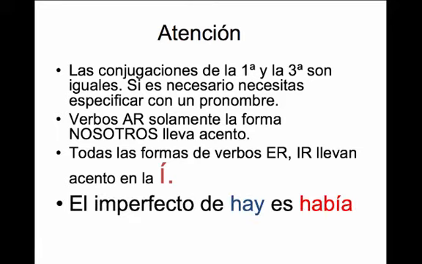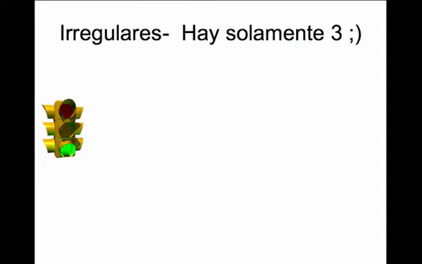Now, one unique case is the verb haber, hay, which means there is, there are. In the imperfect, it's había, which is there was, there were, there used to be. Now, good news, irregulares, there are only 3. Hay solamente 3: ir, ser, y ver.